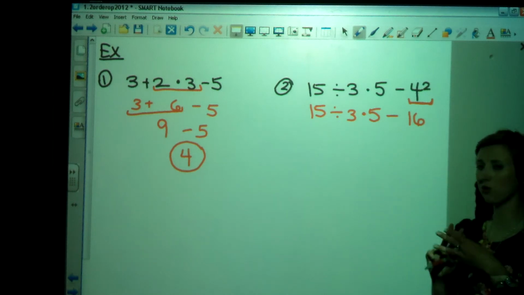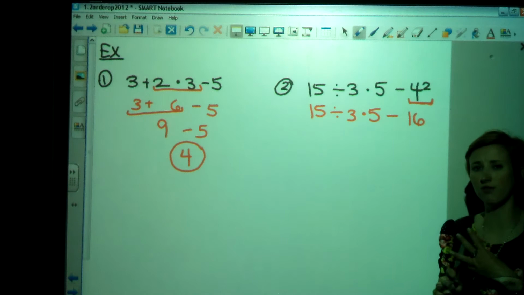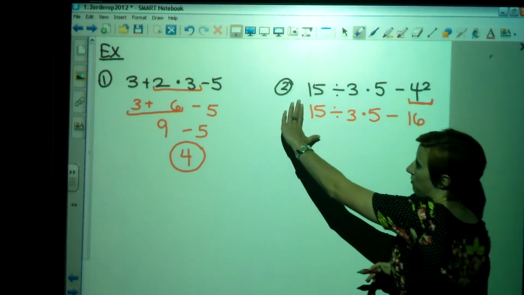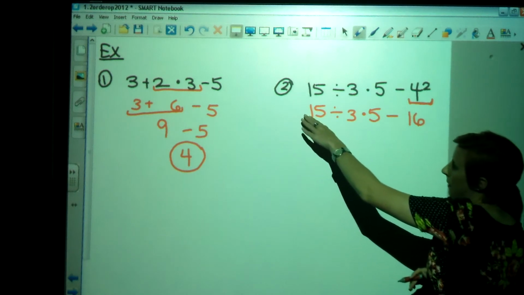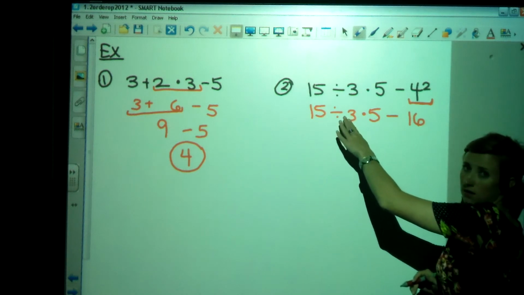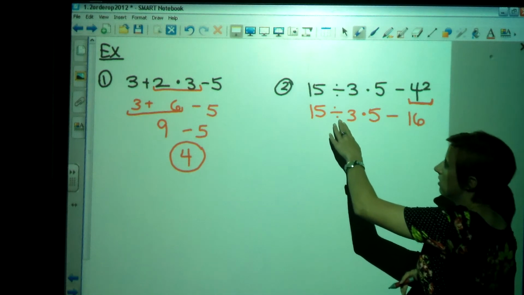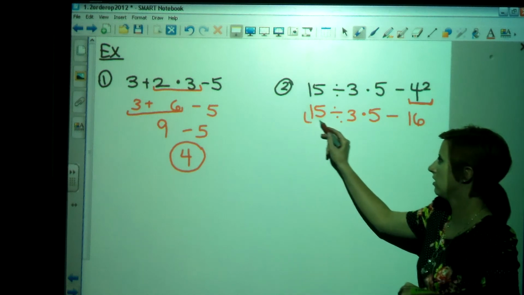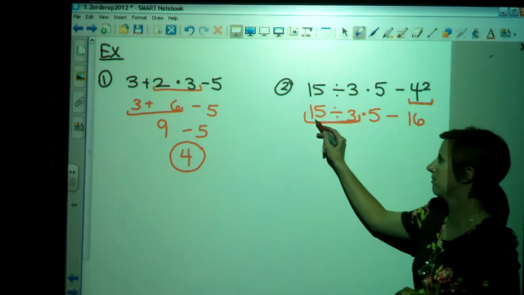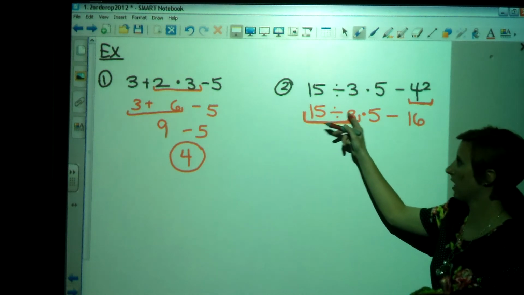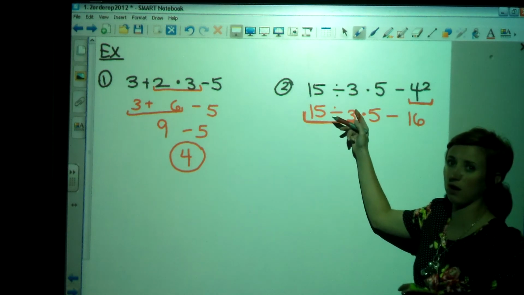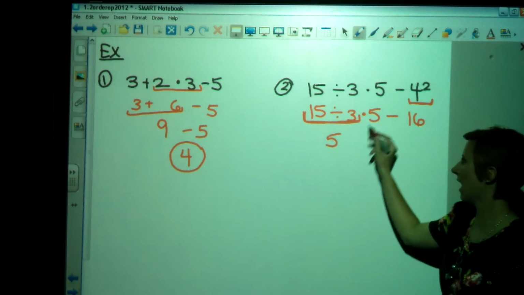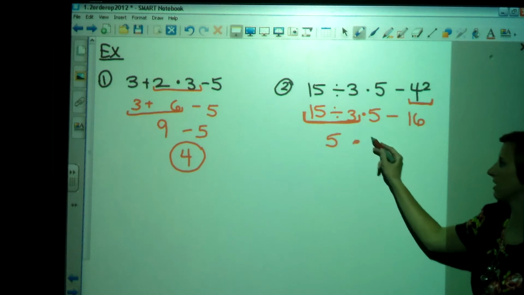So now we look at step 3, which is to multiply or divide in order from left to right. So if I start at the left side of my expression and I move over, 15 divided by 3 occurs first before my 3 times 5. So I'm going to have to first do 15 divided by 3 because it occurs first in order from left to right. So 15 divided by 3 is 5. I drop down my times 5 and minus 16 because I didn't use them.